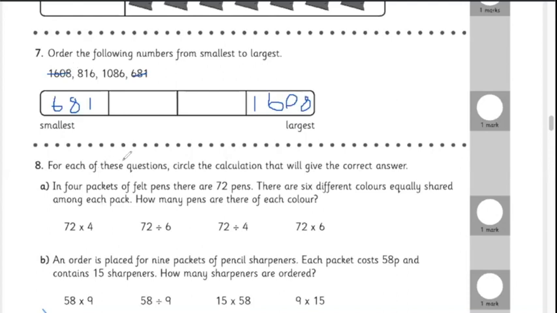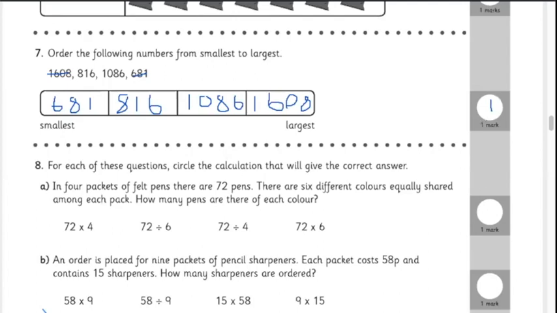So now we've got 2 squares left and 2 numbers. So all we've got to do is find the smallest and the largest of those 2 numbers and put them in the right place. So the smallest one is the one with 3 digits, which is nice and simple. So 816 and then 1086. Okay, if you've got all 4 of those in the right order, give yourself the mark.